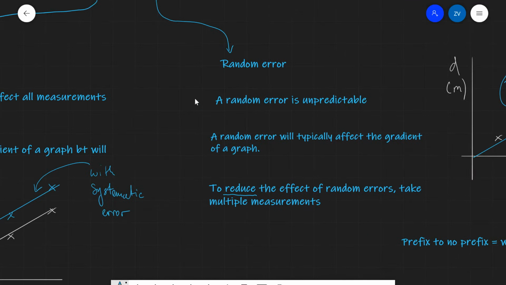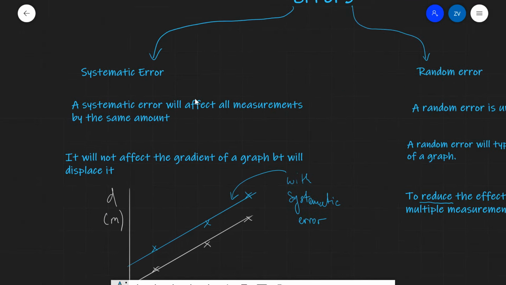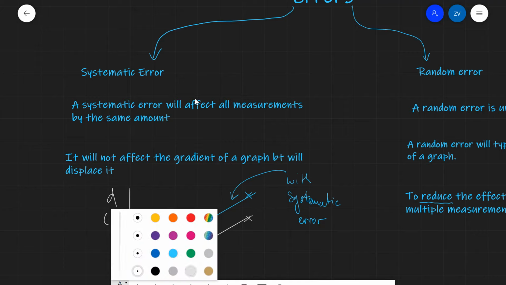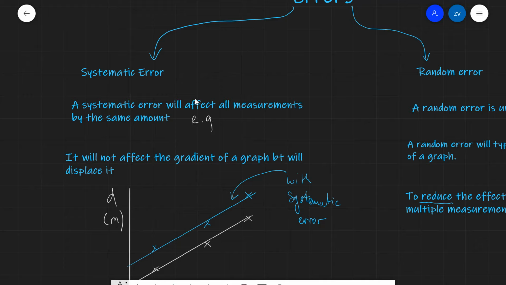A systematic error, on the other hand, is very different. That will affect all measurements by the same amount. For instance, we could have the zero error. Should we just write down some examples? So examples include the zero error. For instance, if I had a top pan balance and rather than setting it at 0 kilograms, it is displaced by a few grams, which means that all subsequent measurements are going to be off by that amount.